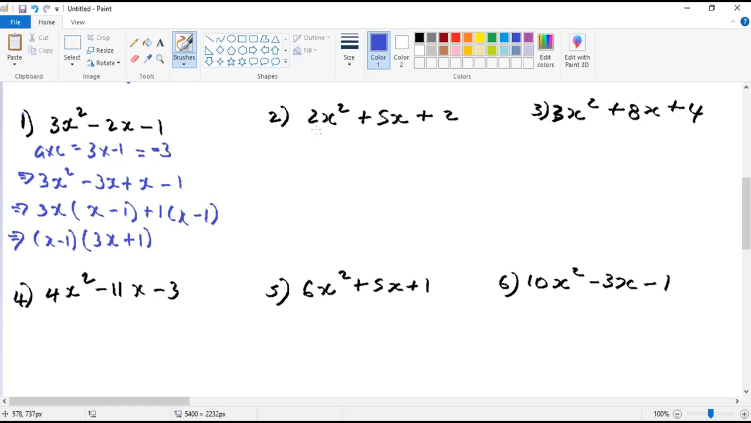All right, what about this one? So our a times c, 2 times 2 equals 4. So this is the number that we're looking at. What factors of 4 now can we use to get 5?